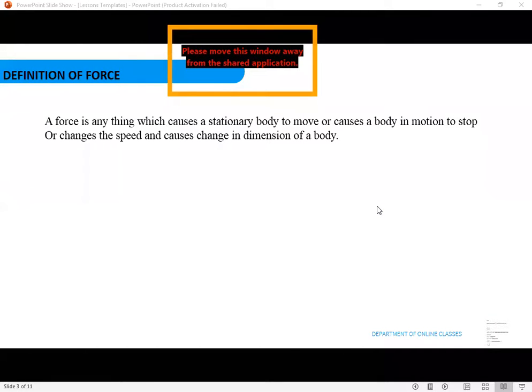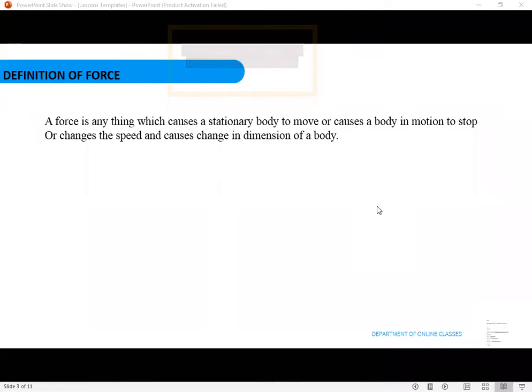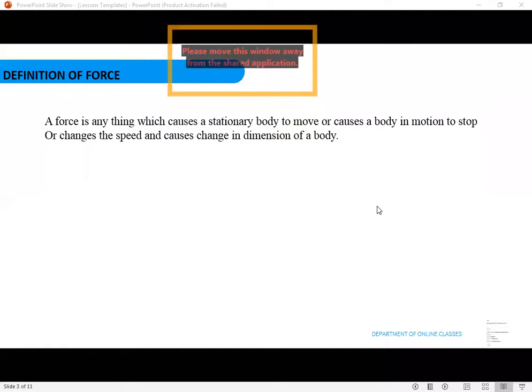When you introduce a force to an object, when the object is stationary, the object begins to move. For example, if you have a car parked and it's not moving, and 5 boys are at the back of the car, what happens? When they push, the car begins to move because a force is being applied to the car. So a force causes a stationary body to move.